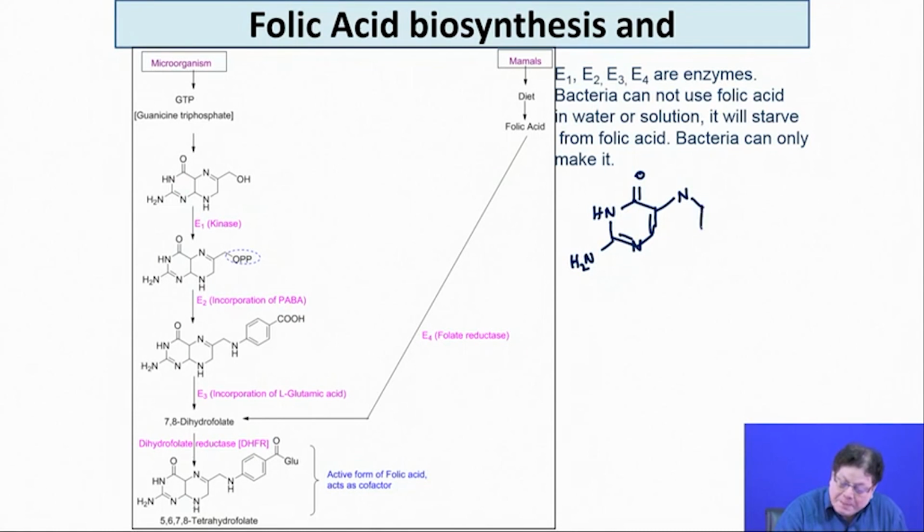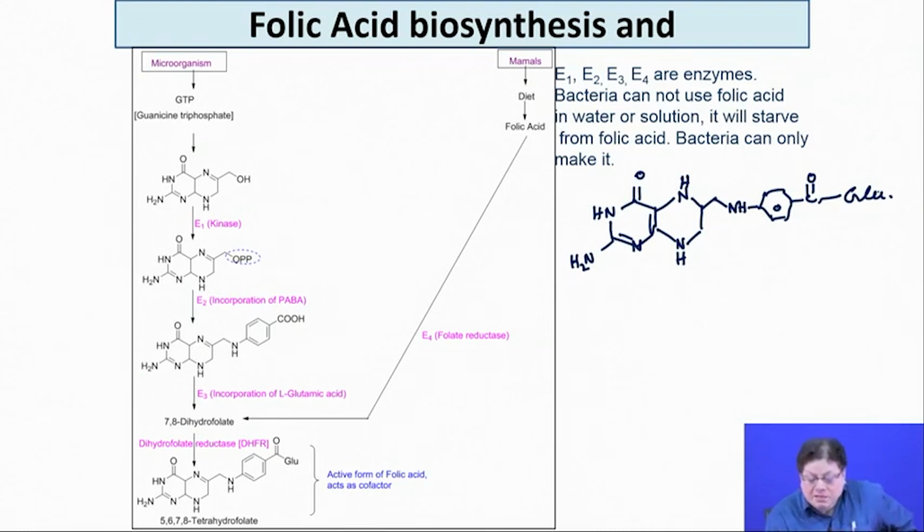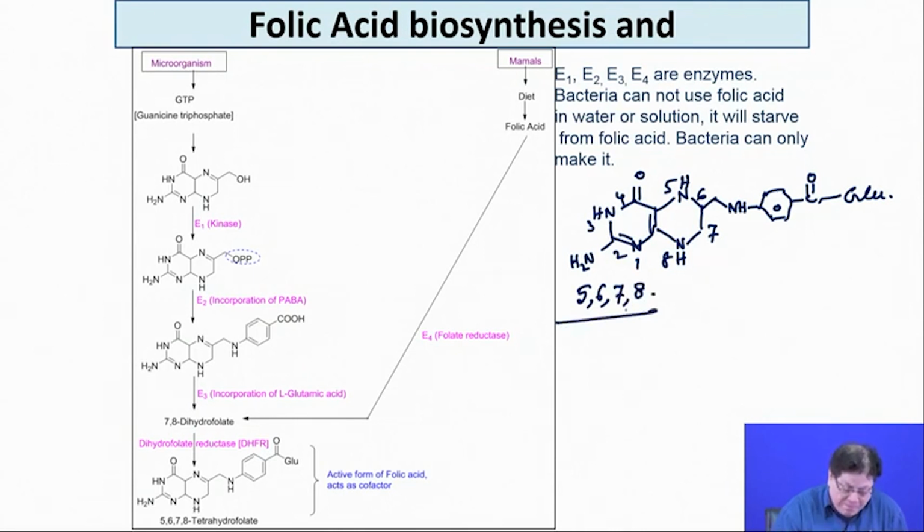Now, what is the active form of folic acid? It is this one: this is NH, this is NH, and then you have CH2, this is NH, this is your para-amino benzoic acid, and that is attached to glutamic acid. So, again I write 1, 2, 3, 4, 5, 6, 7, 8. So, this is 5, 6, 7, 8, tetrahydrofolic acid, I can write THF. This is the active form, or active means the coenzyme form, of folic acid.